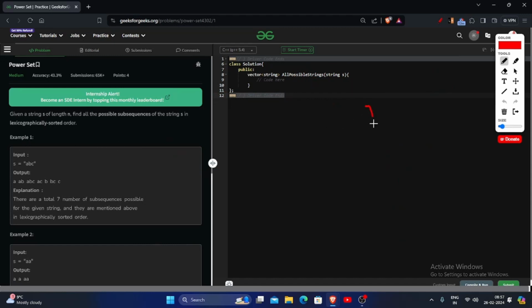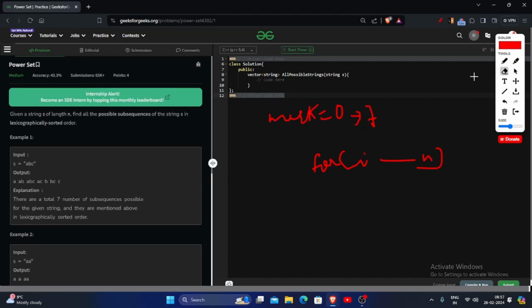So if I iterate till 7, now I can iterate for i to n. This is my mask, and mask is from 0 to 7. In this case, we don't need 0 because we don't have an empty string, but in general, 0 to 7, and 7 is inclusive.